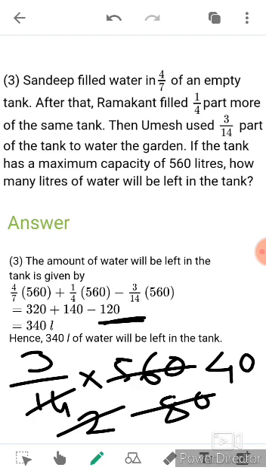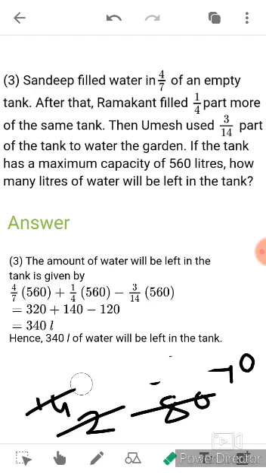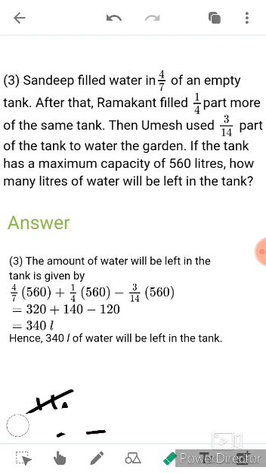So here students, you can multiply like this. So now subtract. First of all add and then subtract. So 320 plus 140, add and then subtract 120. So we will get the answer, that is 340. Okay, I hope you will understand better. So this is all about question number 3.